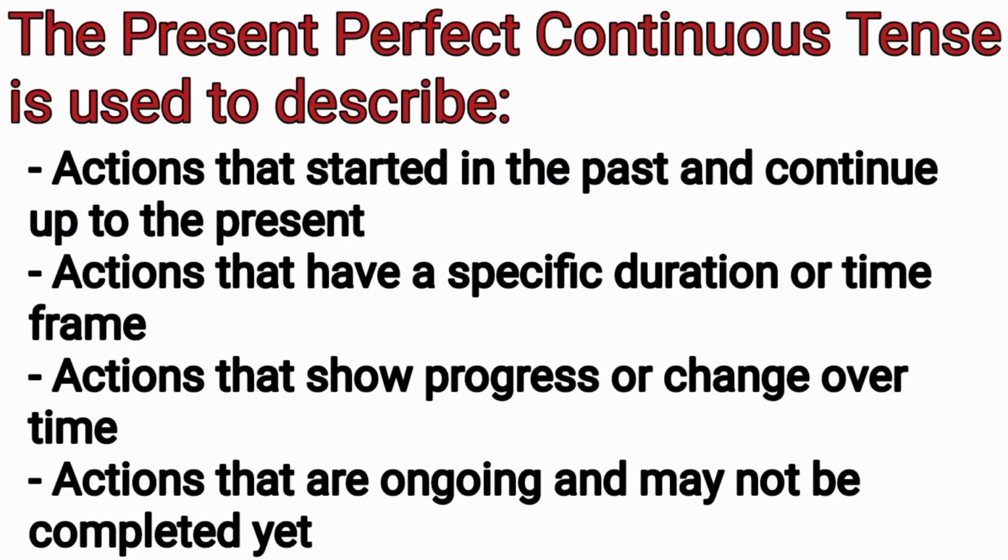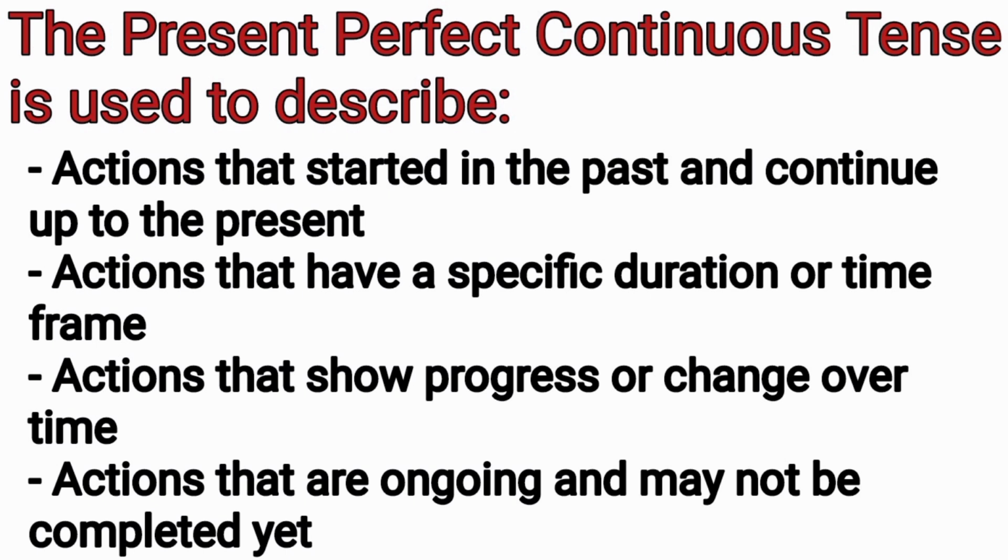The present perfect continuous tense is used to describe the following actions, which I'm going to discuss with all of you. Number one, what action does the present perfect continuous tense describe? Actions that started in the past and continue up to the present. It means the action started in the past but it still continues.